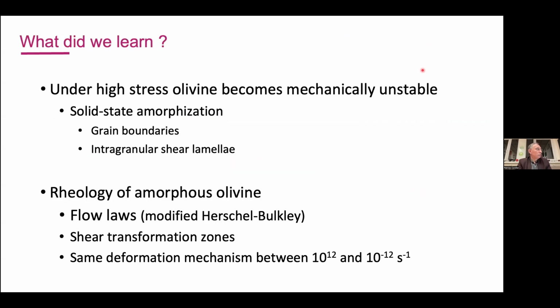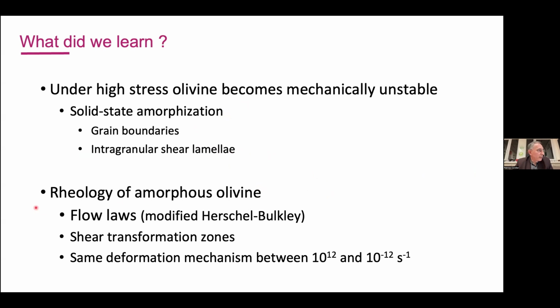So to conclude, what did we learn in this study? Well, we learned that olivine, if subjected to high enough stress, can become mechanically unstable, and one response is solid state amorphization. It affects, of course, first the weaker parts, which are the grain boundaries, but it can also affect the bulk of the crystals.